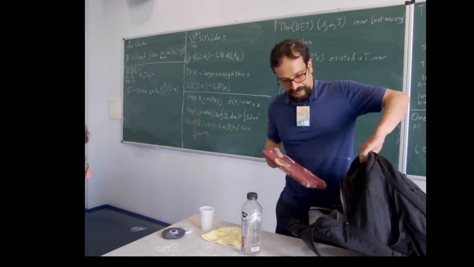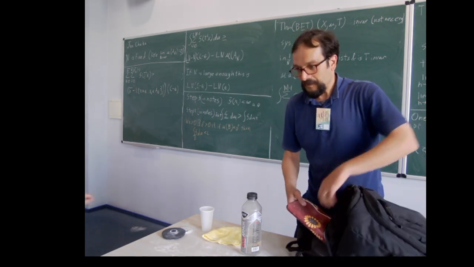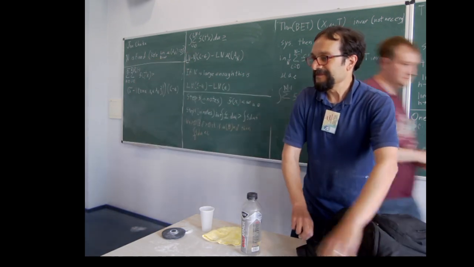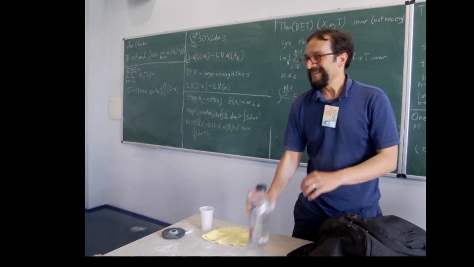Does the proof also give a Z^d version of the ergodic theorem? I don't know. Because usually they exist, so.